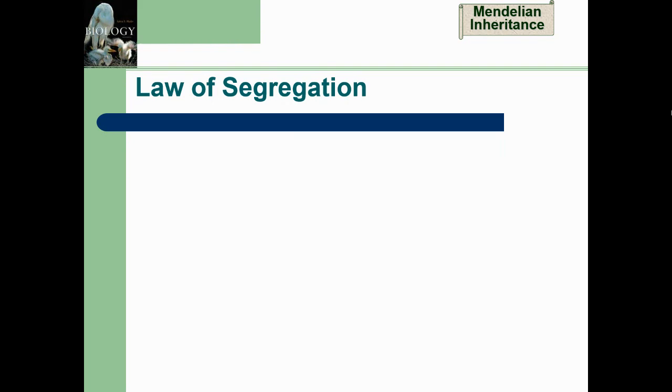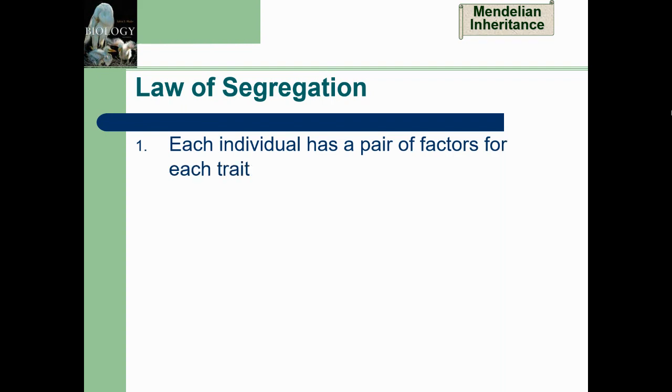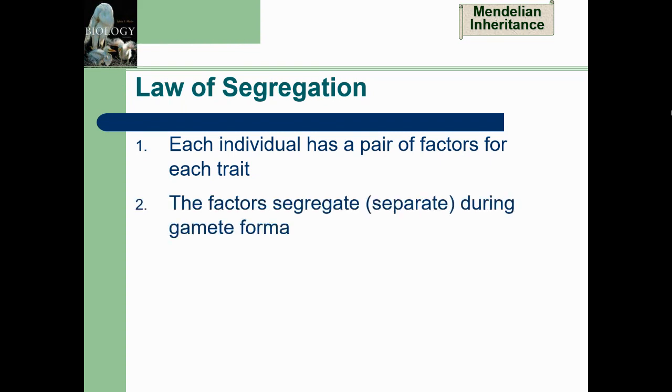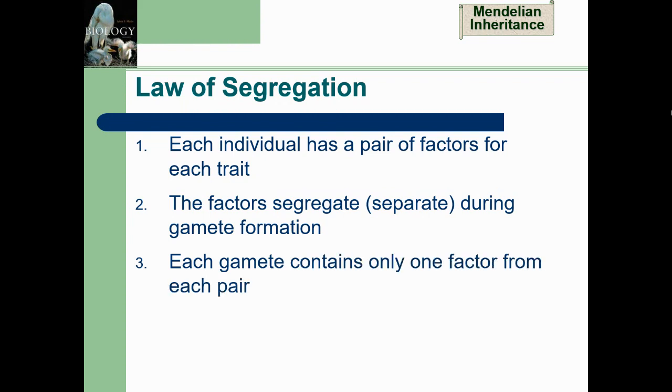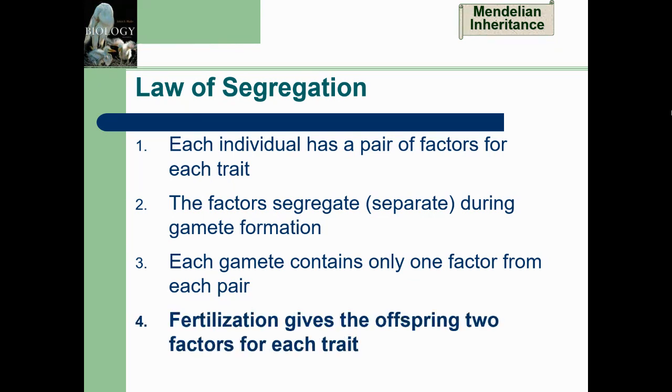mathematically, what Mendel came up with were the laws of segregation of traits. And he summarized it as this: each individual has a pair of factors for each trait. The factors segregate or separate during gamete formation. Each gamete contains only one factor from each pair. Fertilization gives the offspring 2 factors for each trait.